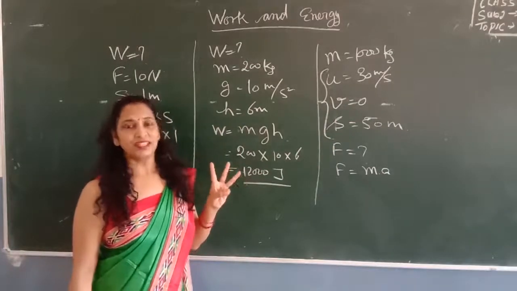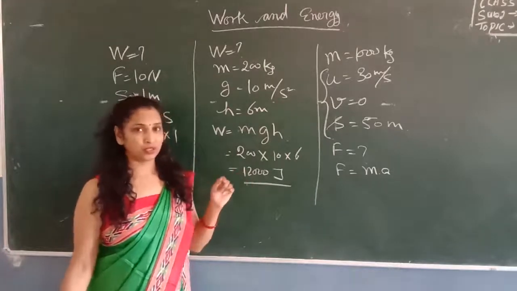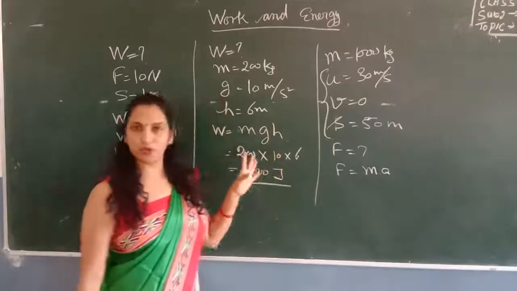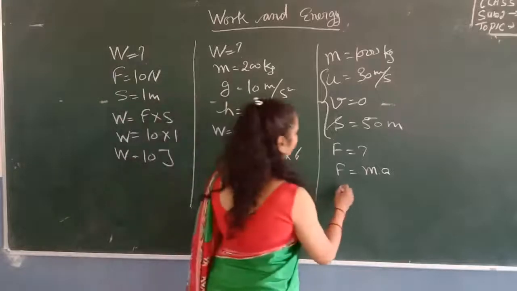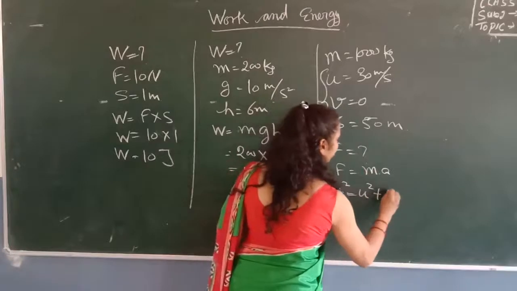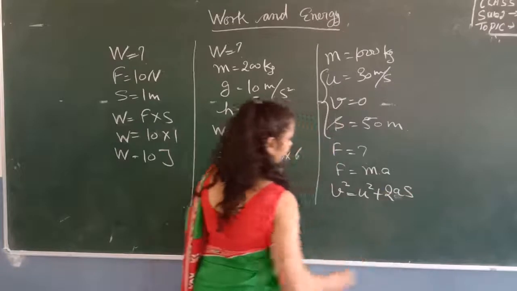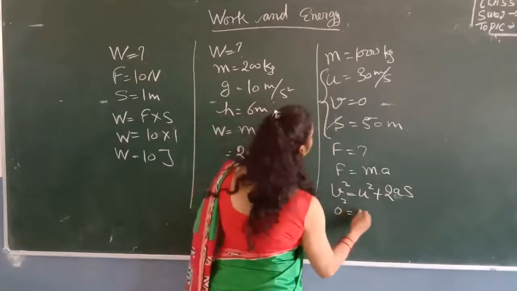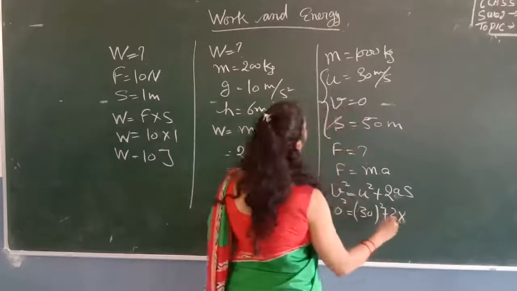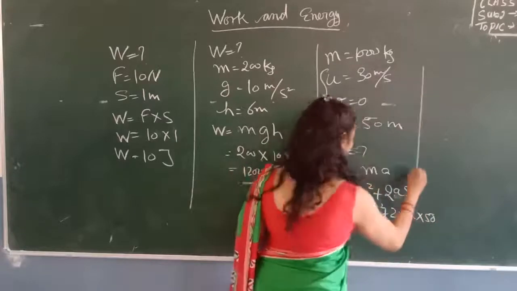I told you that all the 4 chapters are based on the first chapter. So if you are not aware of your first chapter, that is motion, you are not able to do any of the numerical questions of all the 4 chapters. So for finding the value of a, we are using the third equation of motion, v square is equal to u square plus 2as. So v is 0, 0 square is equal to u, 30 square, plus 2 into a, which we have to find, and s is 50 meter.